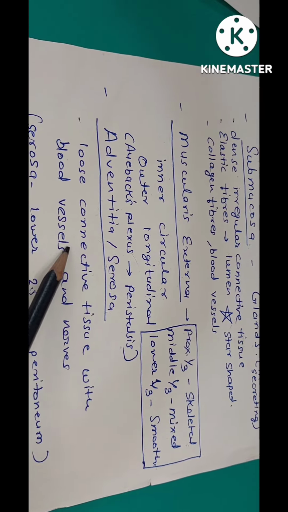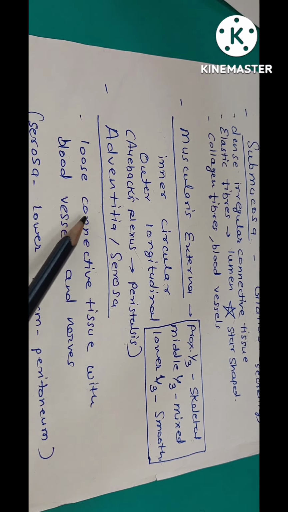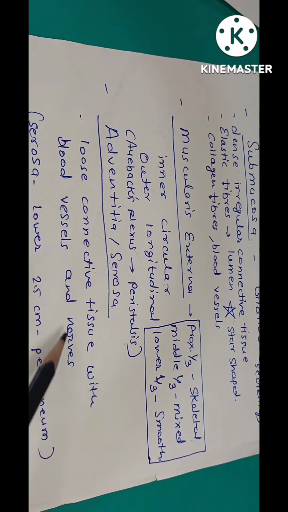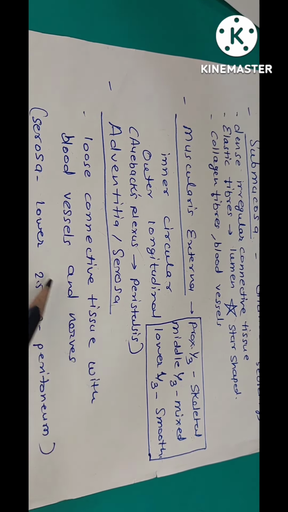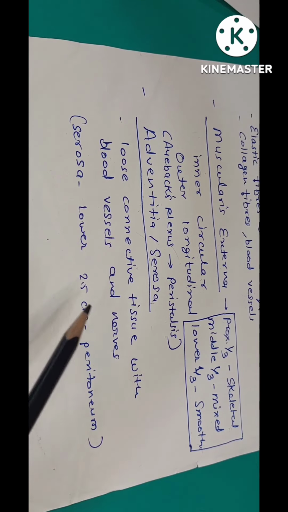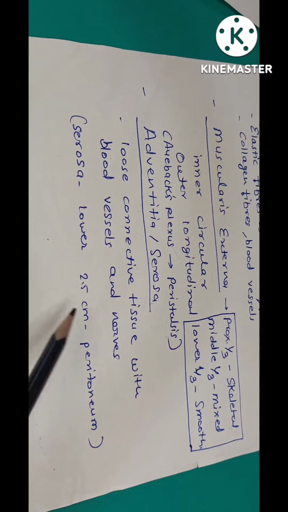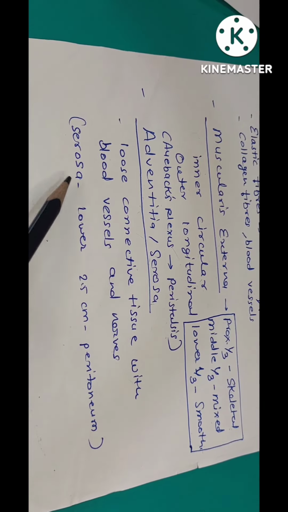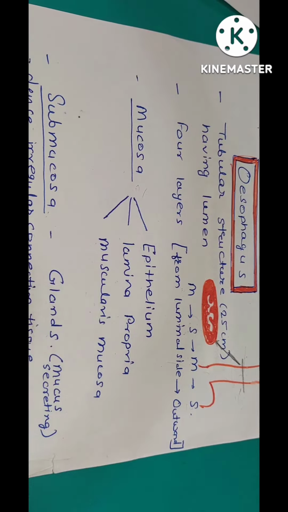The last layer of the esophagus is the adventitia, which is just a loose connective tissue with blood vessels and nerves. Now, as the lower 1 inch of the esophagus shows peritoneal covering, we can say the serosa is present in the lower part of the esophagus. So, these are the four layers which we have to draw in today's diagram. So let's start drawing H&E diagram.